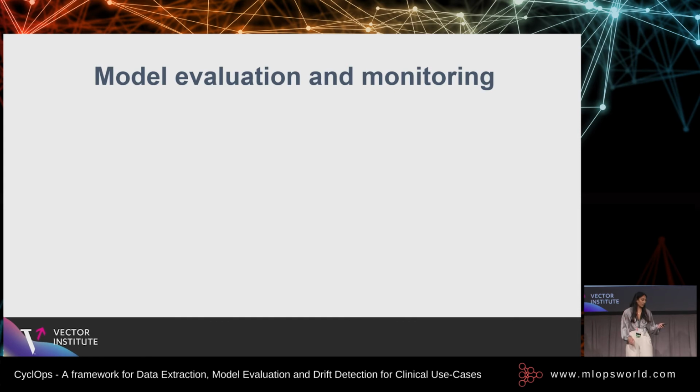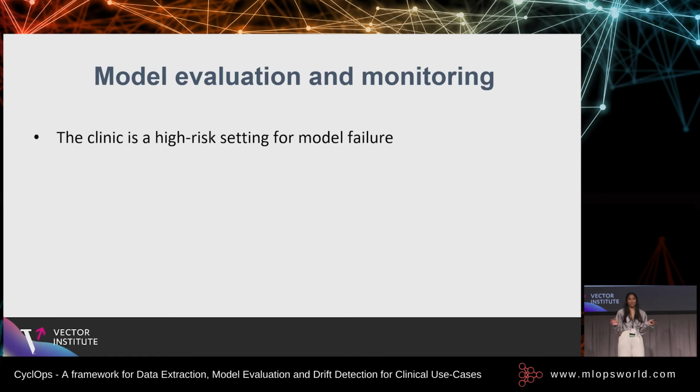So clinical data, it varies so much compared to other domains, but that also holds true for evaluation and monitoring. The clinic differs from a lot of other domains because it's a very high risk setting for model failure. Say you have a machine learning model predicting some sort of outcome, and that outcome is being factored into the decision-making process for a clinician, whether that be diagnostics, treatment, or changing the surveillance protocol. Ultimately, it has an impact on the patient's survival outcome.